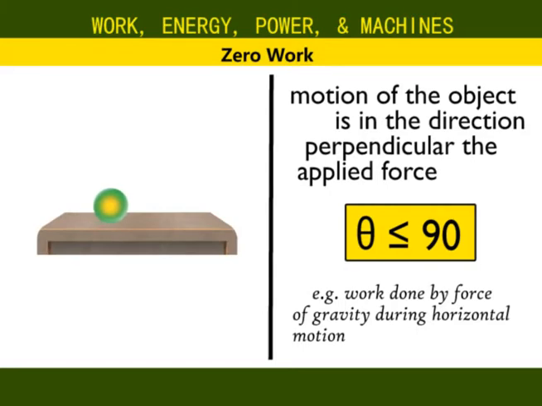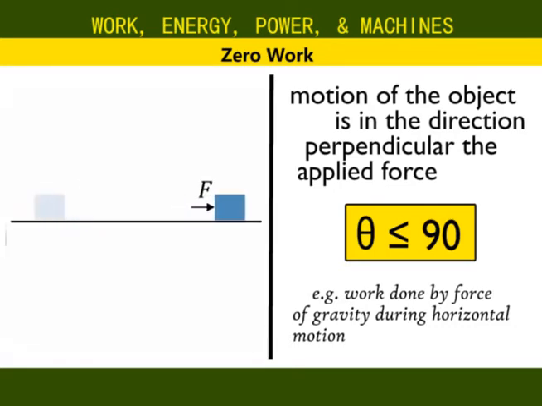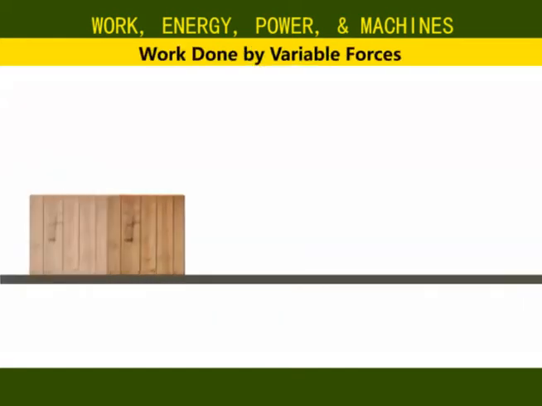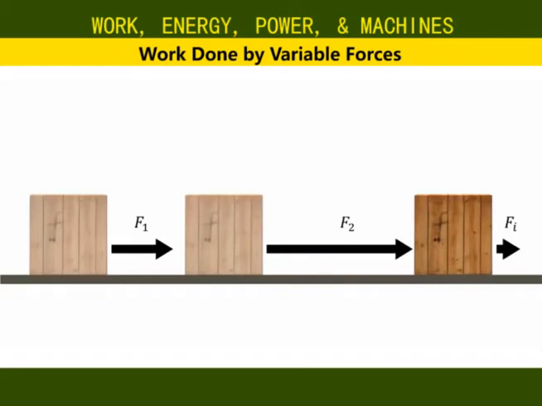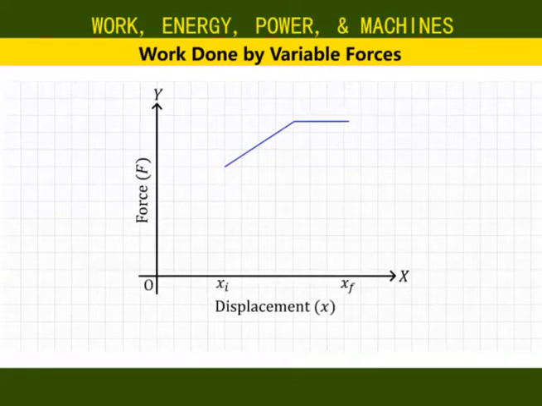Work done is zero if the applied force is perpendicular to displacement. For example, when a block is moved along a horizontal surface, the displacement is along horizontal, while the gravitational force, which is essentially the weight of the block, acts vertically downwards. In this case, work done by the gravitational force is zero. If the applied force varies along a given distance, then the work done can be obtained by plotting a graph of force against distance and determining the area under the graph.